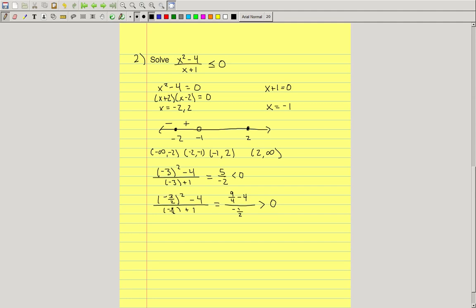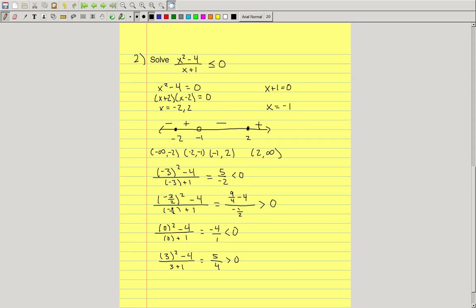Next up, we're going to pick a value in the interval between negative 1 and 2. And this is the best interval because it's the one that contains 0. So we plug in 0 to our function. We get negative 4 divided by 1, which of course is negative. And we lastly evaluate the final interval by picking a value. We'll say 3, plugging it into our function, and we're going to get 5 divided by 4, which is positive.